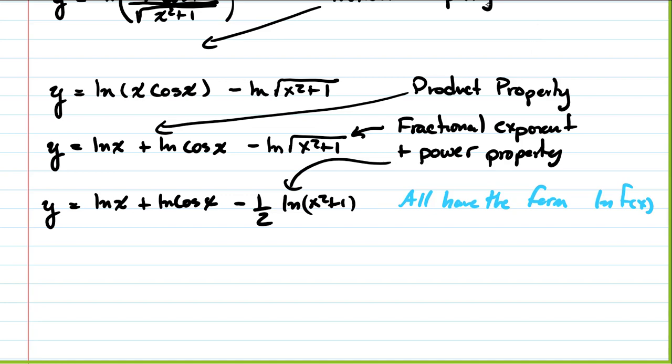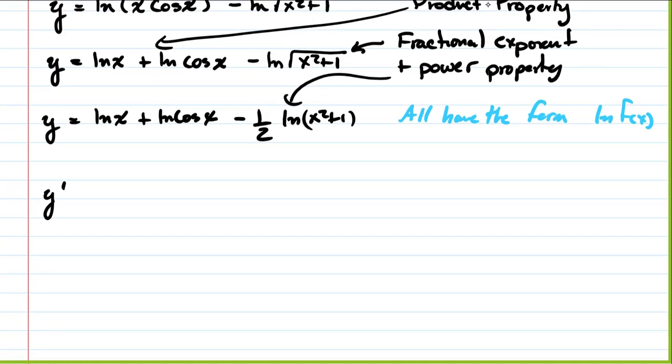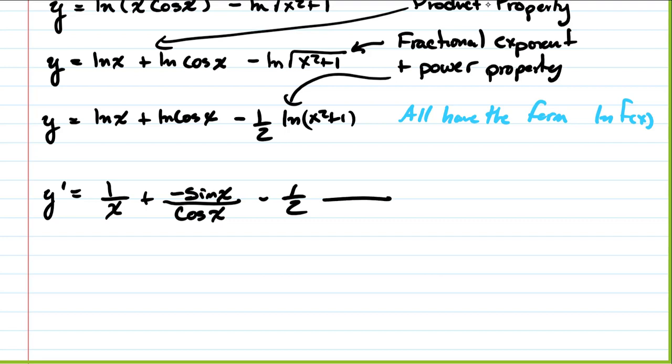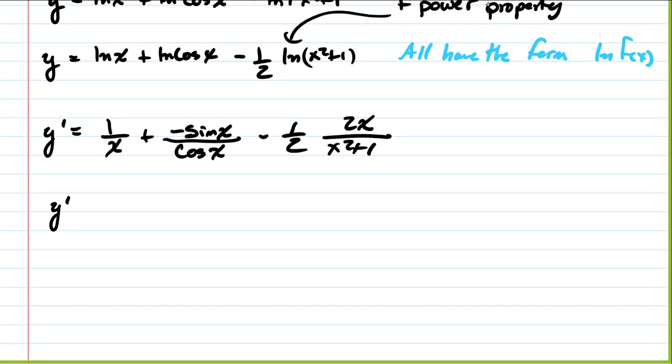So our derivative now is y prime is equal to 1 over x plus 1 over f of x, so cosine x, and the derivative of cosine is negative sine x, because that's our f prime over f, and then minus 1/2 over x squared plus 1, and the derivative of x squared plus 1 is 2x. So we clean that up a little bit. 1 over x. Sine over cosine is tangent, minus tan x. Our 2's reduce out, and we get x over x squared plus 1.